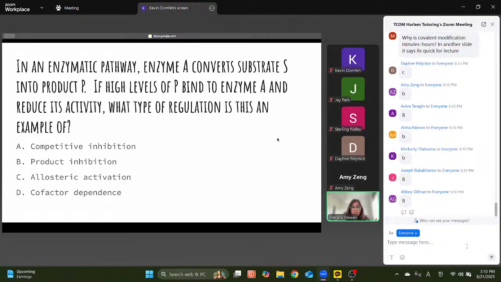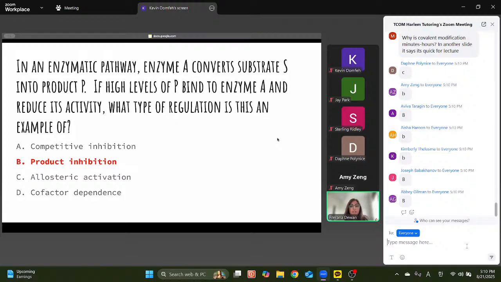Amazing. Looks like everyone got B. So they definitely like to test your knowledge of differentiating between competitive inhibition, product inhibition, allosteric activation, and cofactor dependence. So we know that this is product inhibition because the end product of that reaction is binding the enzyme and it's going to slow it down. It's that feedback inhibition to prevent any overaccumulation of the product and to just maintain homeostasis.